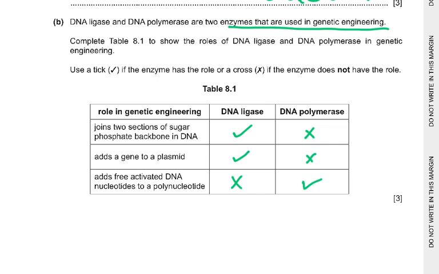So DNA ligase is only used to join the sugar phosphate backbone, when we're joining the gene with the plasmid, where the plasmid is being used as a vector.